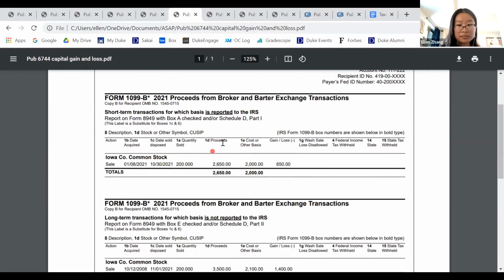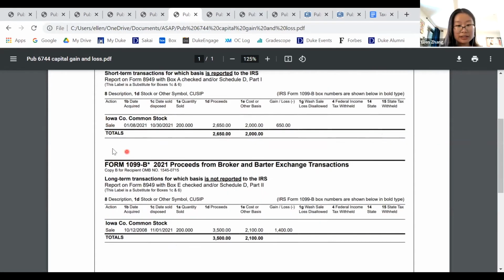And then down here, further down, we have a second stock. This one is the same kind, Iowa Common Stock, but the dates are a bit different.